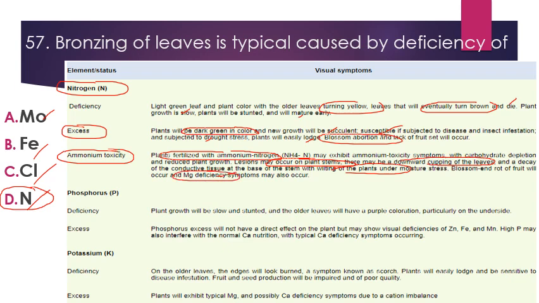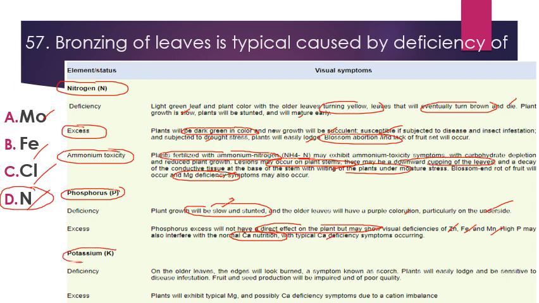Excess of ammonium causes a magnesium deficiency. Next element is phosphorus. Its deficiency results in slow growth and plants become stunted, and the older leaves will have purple coloration, particularly on the underside. Its excess has no direct effect on the plant but may show visual deficiencies of zinc, iron, and manganese, and high phosphorus may also interfere with the normal calcium nutrition, so it can cause calcium deficiency.